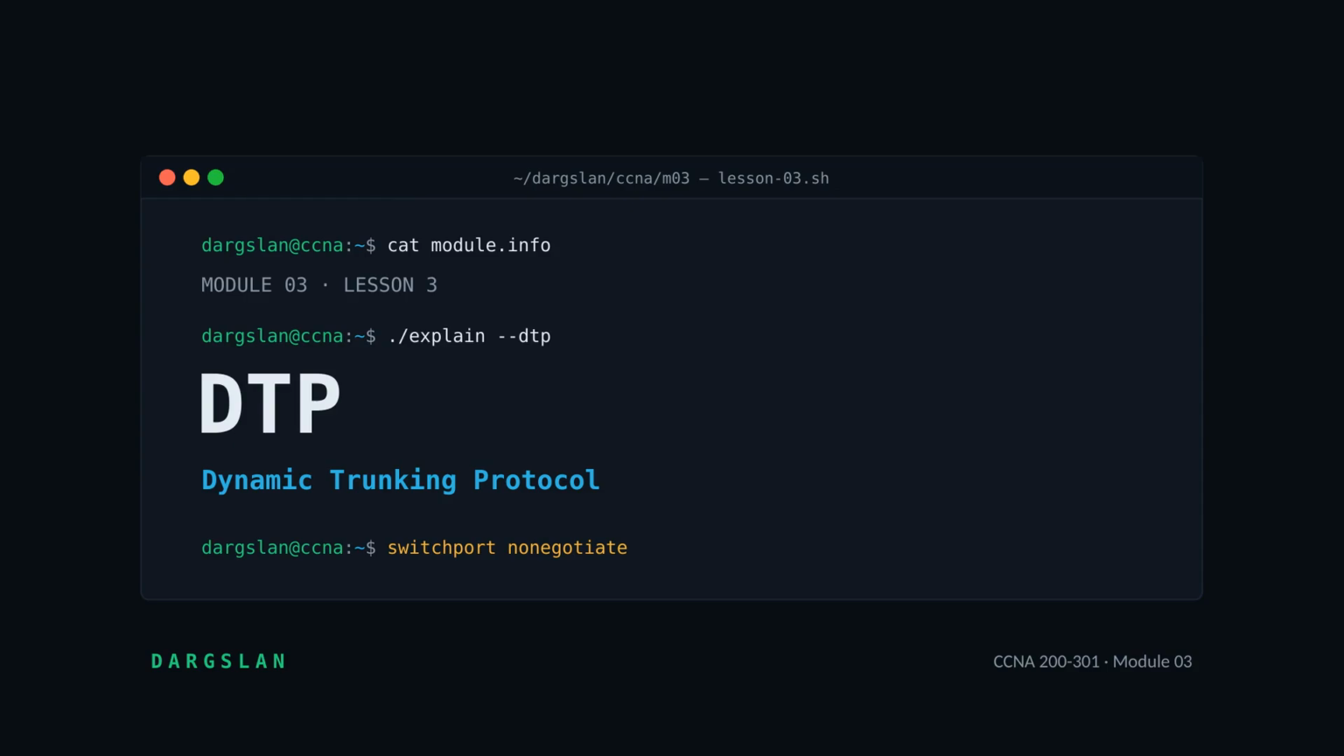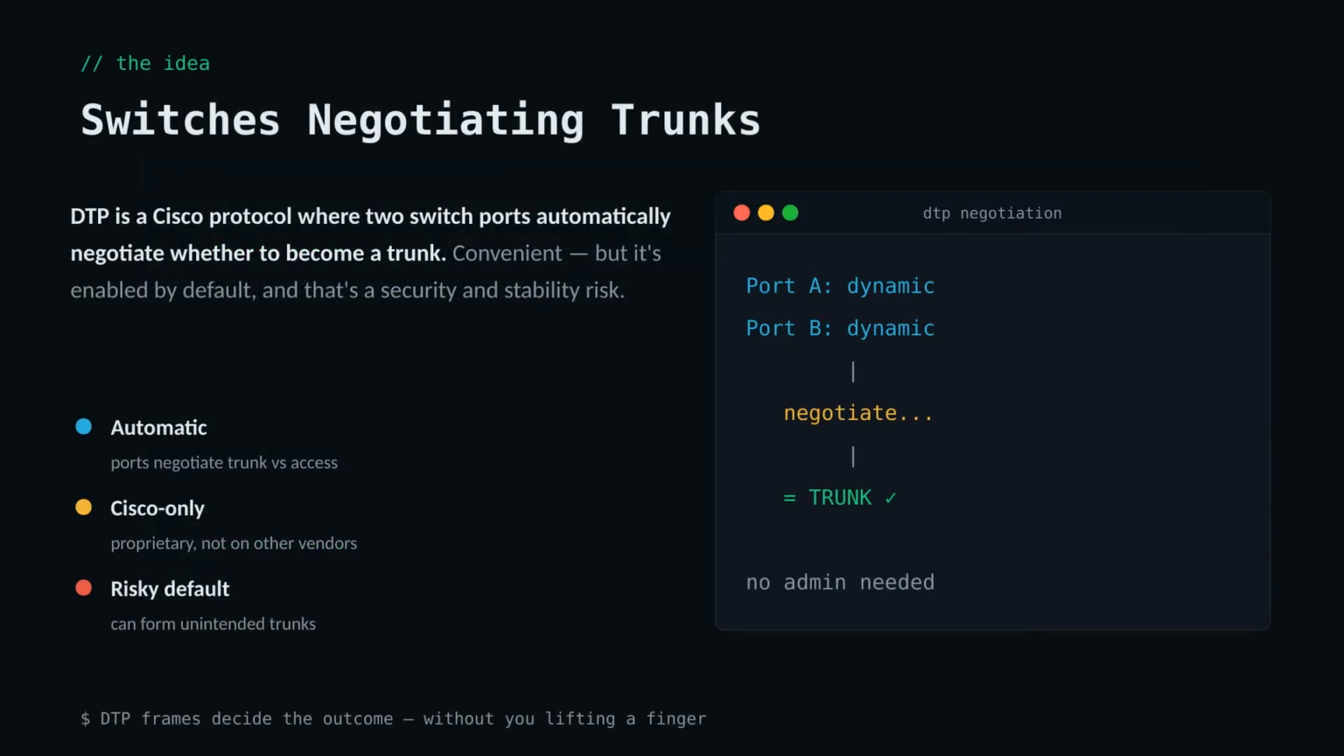Today, we're opening Lesson 3 of Module 3, and the topic on the prompt is DTP, Cisco's Dynamic Trunking Protocol. It's the mechanism that lets two switches quietly negotiate whether a link should become a trunk without you having to spell it out on both sides. Convenient? Absolutely. Safe by default? That's exactly what we're here to question. And you'll notice the final command already hints at where we're headed. Switchport nonegotiate. So let's unpack the idea itself.